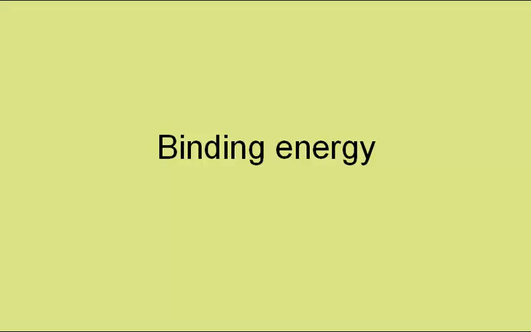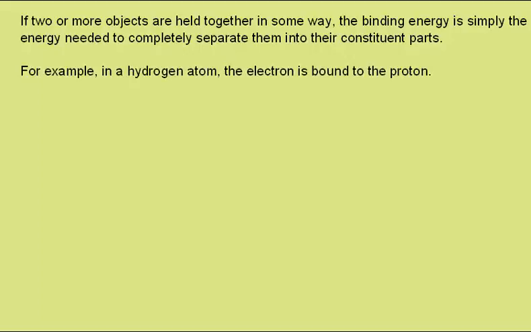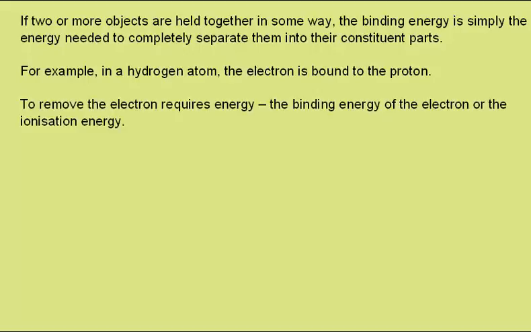Binding energy. If two or more objects are held together in some way, the binding energy is simply the energy needed to completely separate them into their constituent parts. For example, in a hydrogen atom, the electron is bound to the proton. To remove the electron requires energy, the binding energy of the electron, or the ionization energy for hydrogen.